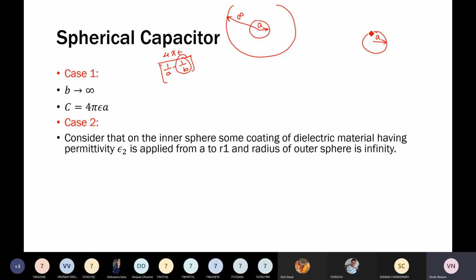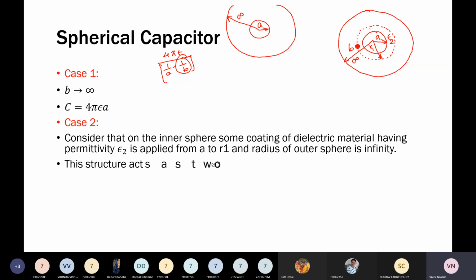A है. Then we will put some sort of dielectric material coating on this sphere, and this coating will have a radius R1. Okay, and we will have our outer plate B at infinity. ये उनका कहना है. यहाँ पे रखा है epsilon 2 permittivity of the material.